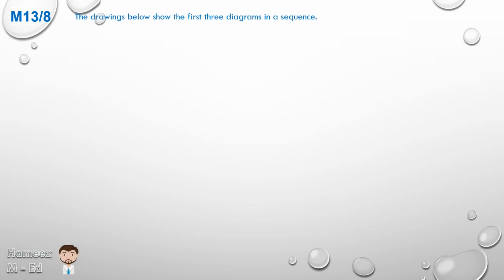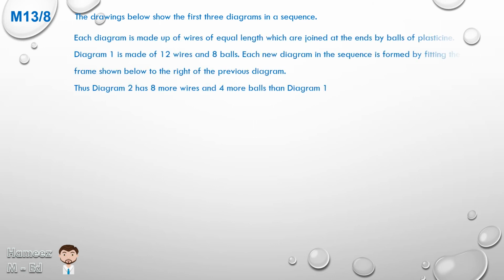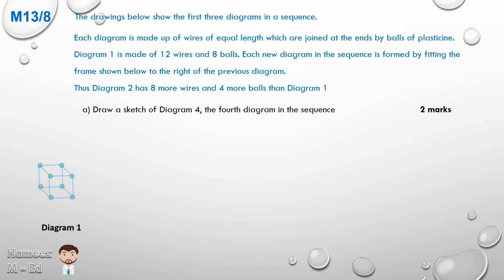May 2013, number 8. The drawings below show the first 3 diagrams in a sequence. Each diagram is made up of wires of equal length, which are joined at the ends by balls of plasticine. Diagram 1 is made up of 12 wires and 8 balls.